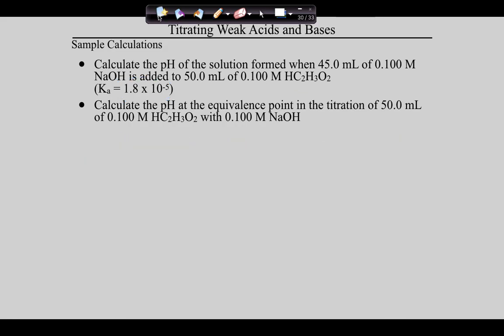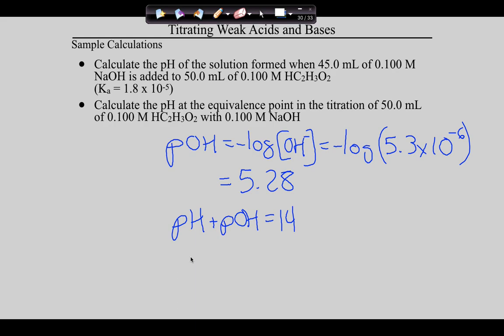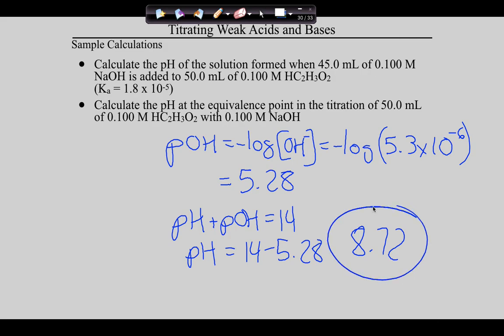So guys, what we end up with then is pOH is equal to the negative log of OH, which is equal to the negative log of 5.3 times 10 to the negative 6th, which is equal to 5.28. Then pH plus pOH is equal to 14, or pH is equal to 14 minus 5.28, and that's 8.72.